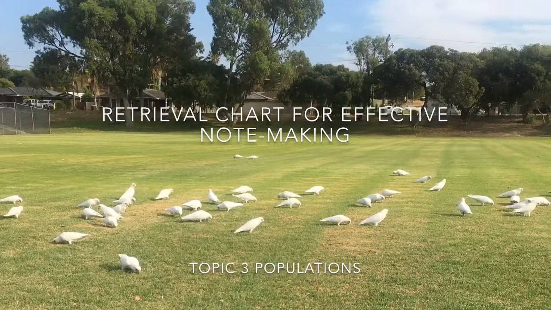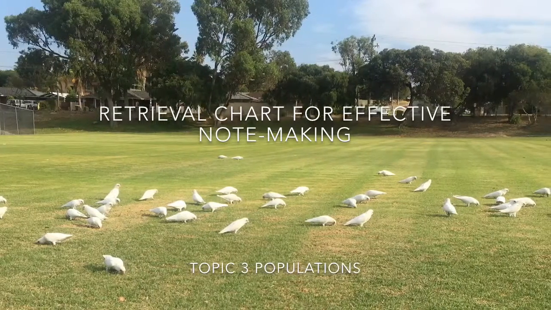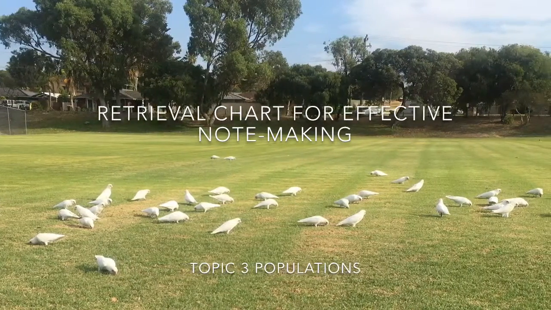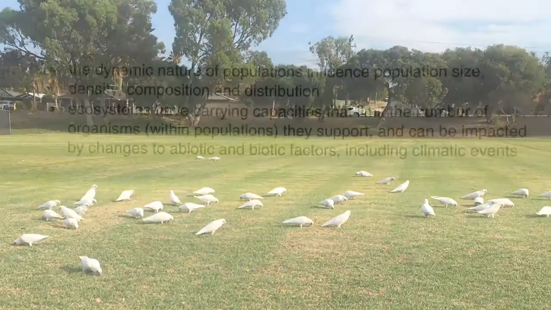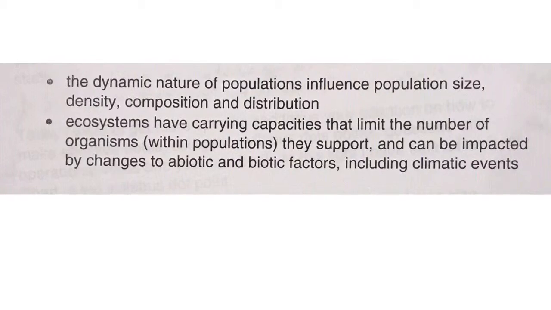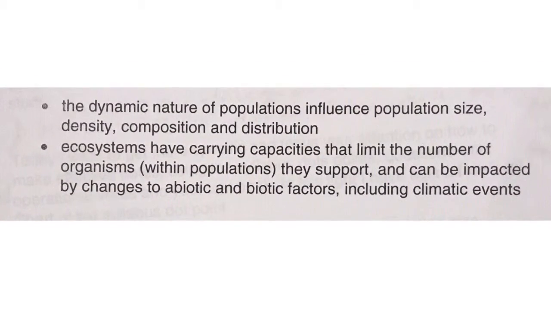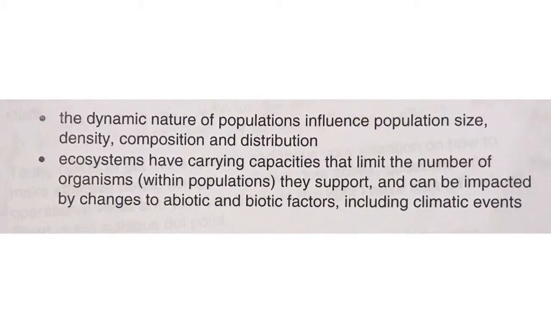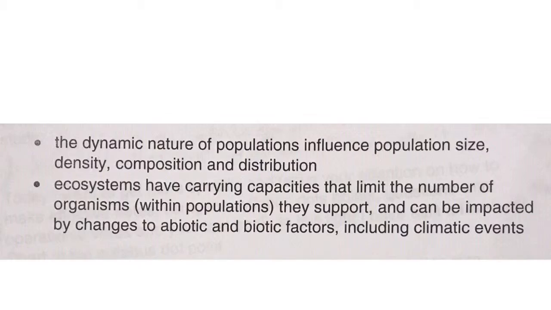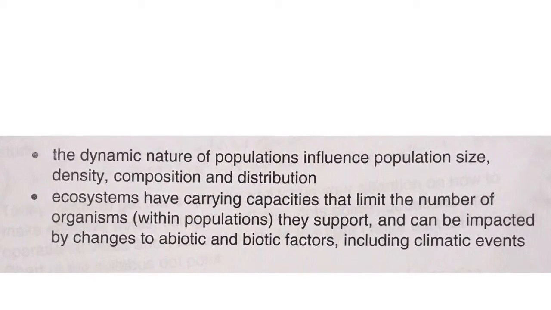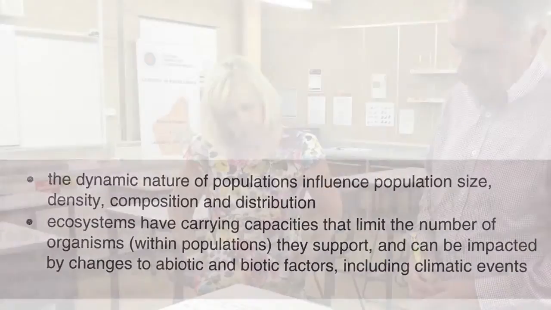In today's session we'll be tackling the 2 dot points: the dynamic nature of populations and how they influence population size, density, composition and distribution, and that ecosystems have carrying capacities that limit the number of organisms within populations that they support and can be impacted by changes to biotic and abiotic factors, including climatic events.